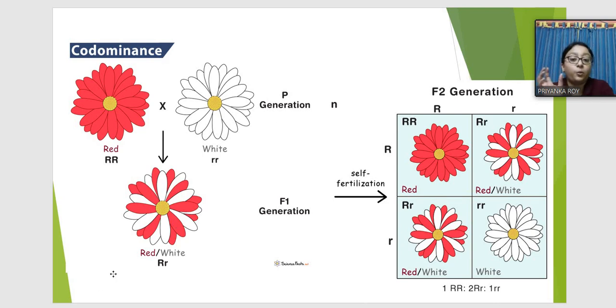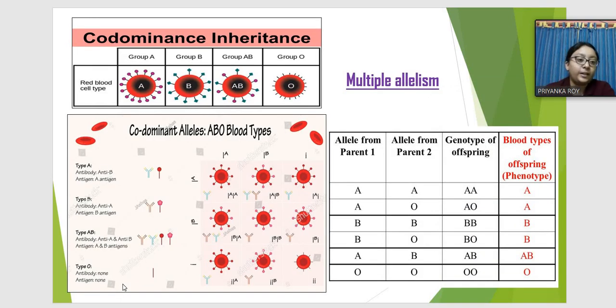This phenomenon is known as codominance, and it is again a non-Mendelian inheritance pattern. Codominance can also be seen in our blood groups. We have the ABO blood group system, which exists because we have three alleles. This is known as multiple allelism. Another very interesting feature is that our blood group alleles are 3 in number: A, B and O. Any two can combine with each other and form a different blood group.